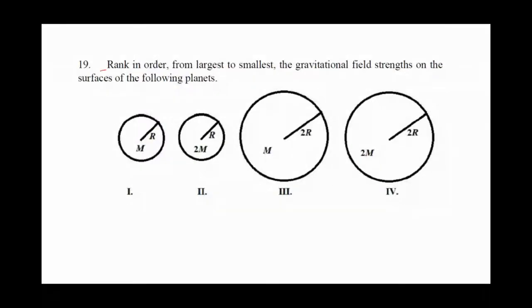Rank in order. We need to put them in order from largest to smallest. What is it? The gravitational field, the G, the gravity acceleration. So the gravitational strength on the surface of the following planets.